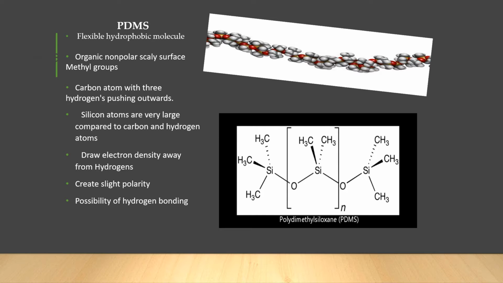The silicon atoms are very large compared to the carbon and hydrogen atoms that are nearby. In fact, they're large enough to draw electron density away from the hydrogens, creating slight polarity and thereby providing the possibility of hydrogen bonding.